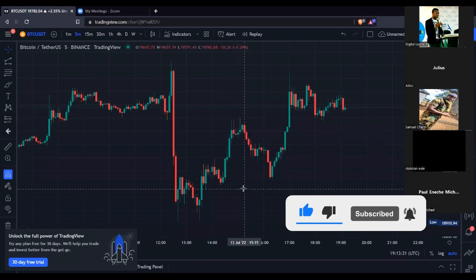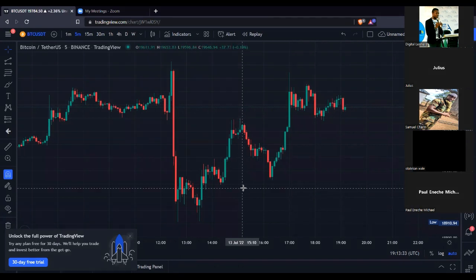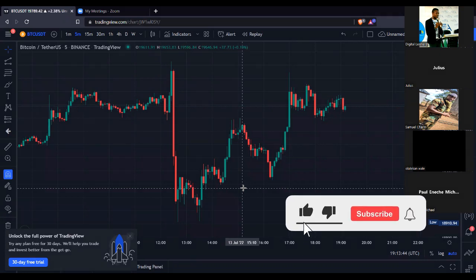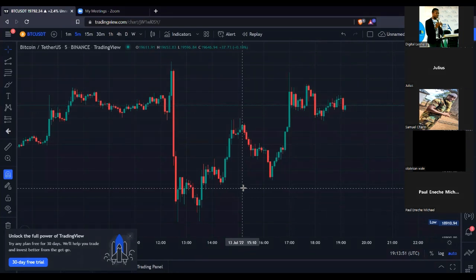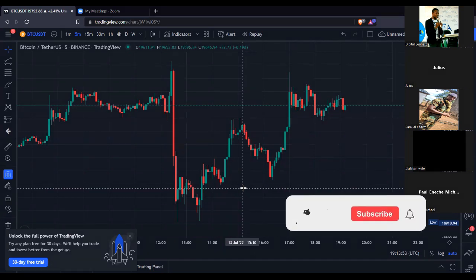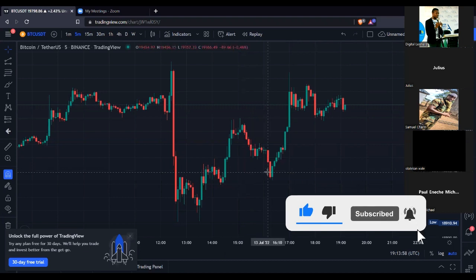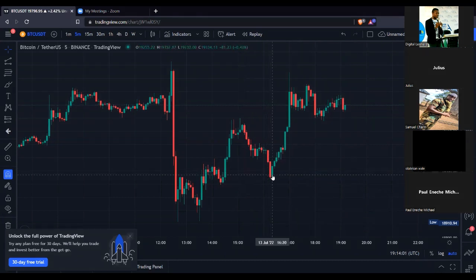Trading futures is profitable, just like Samuel just shared now. He has been using the previous indicators we looked at, which is the RSI combined with the signals he gets from the Meta Futures bot. And that has been working for him. Once you are consistent, you will be making profit.